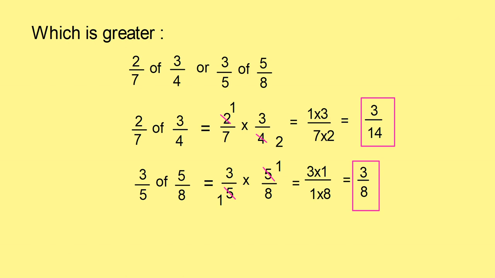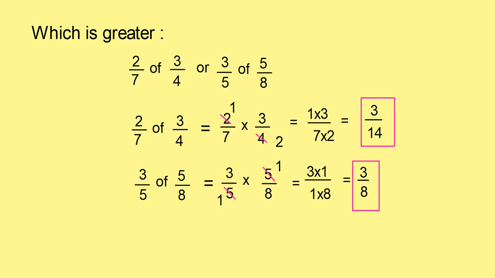You have to check which one is greater. Here 14 is the denominator, here 8 is the denominator. From this step itself you can say which one is greater, because here 14 is divided into 3 parts, and here 8 is divided into 3 parts. Both numerators are the same. So the one with the smaller denominator will be greater. So here 3 by 8 is greater. Otherwise you change the denominators to be equal.